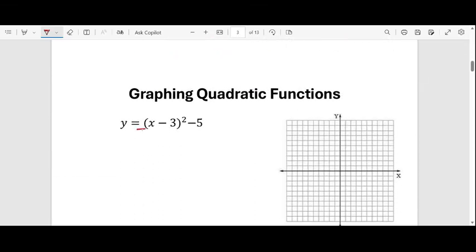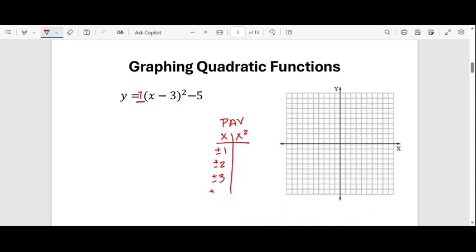This one, again, there's nothing here. So our coefficient is 1, meaning our pattern about the vertex table will only have 2 columns, which will be x and x squared. It's the exact same pattern as the other two we've done. So you'll go left and right 1, left and right 2, left and right 3, left and right 4. You'll go up 1, up 4, up 9, and up 16.